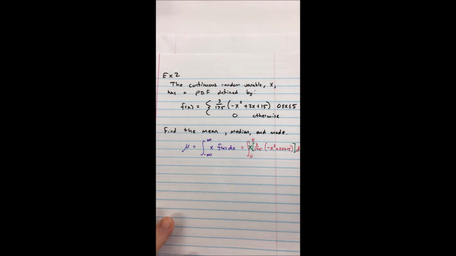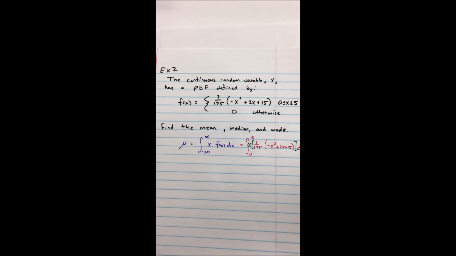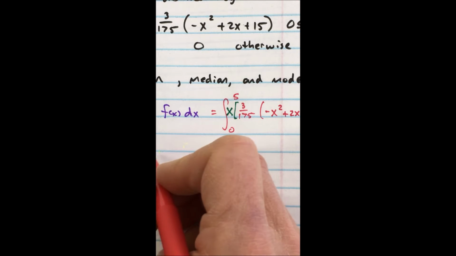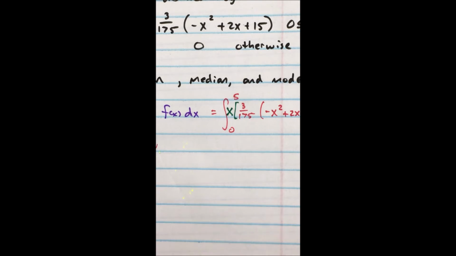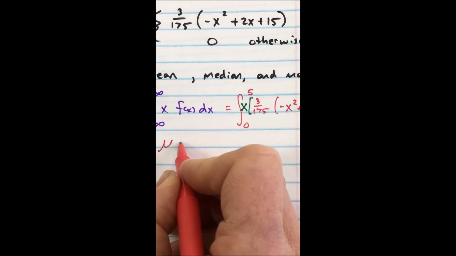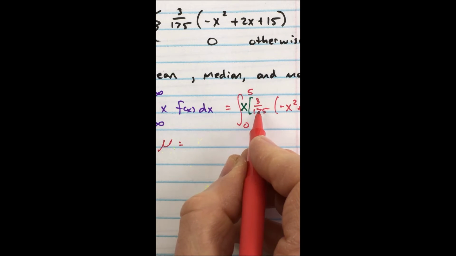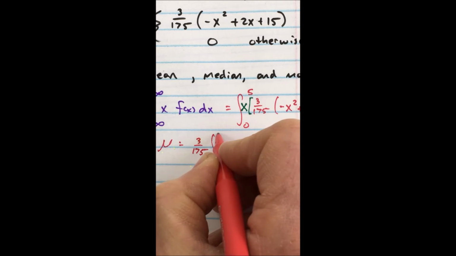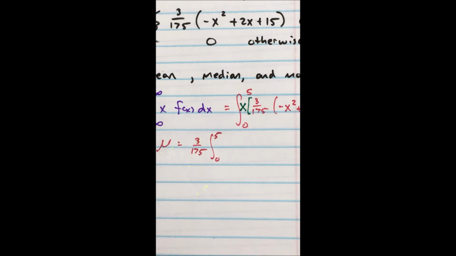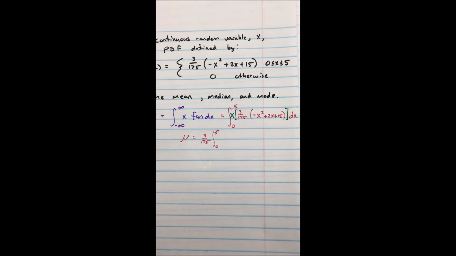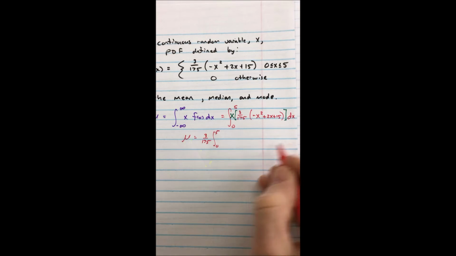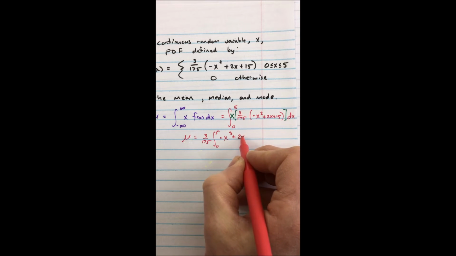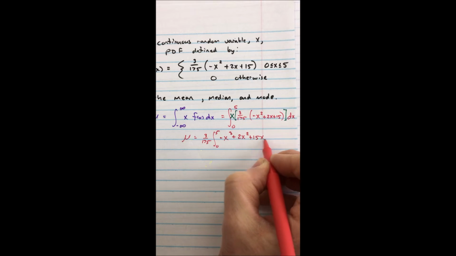So this is the integral that we will need to be evaluating. Let's take a look at how I would do this. What we have right now is that my mean is going to be the constant 3 over 175 can pop out, and then the x can distribute to the other terms of my polynomial. So I'm going to get a negative x cubed plus 2x squared plus 15x dx.